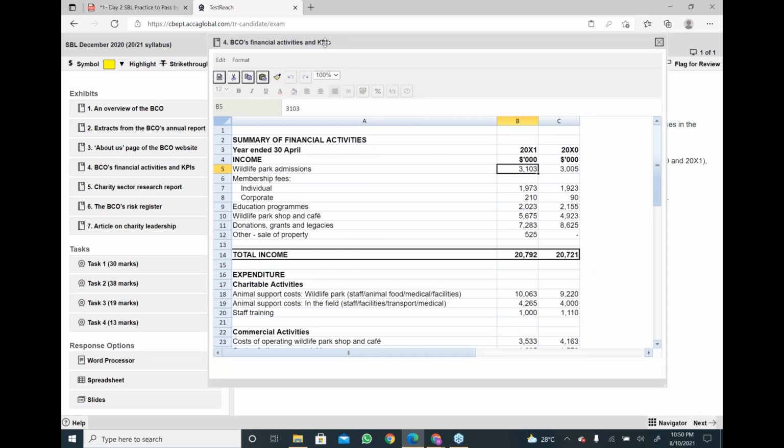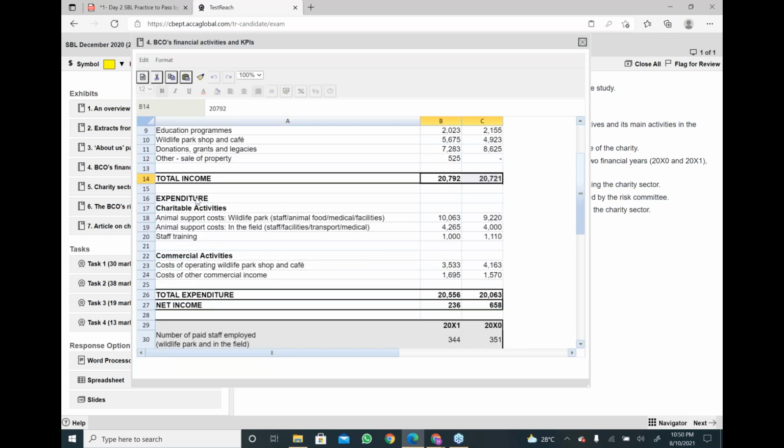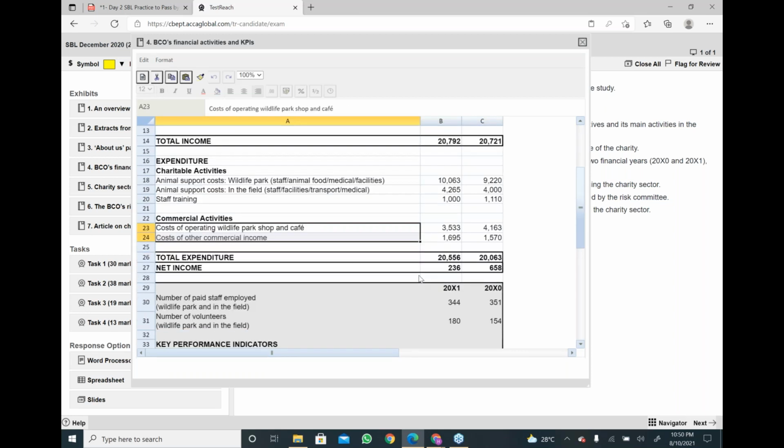The summary of financial activities, year ended 30th April. The two columns are 20x1 and 20x0, so it's a comparison of current year with last year. There's income, this is all income, total income, and then expenditure, commercial activities, total expenditure, and net income.